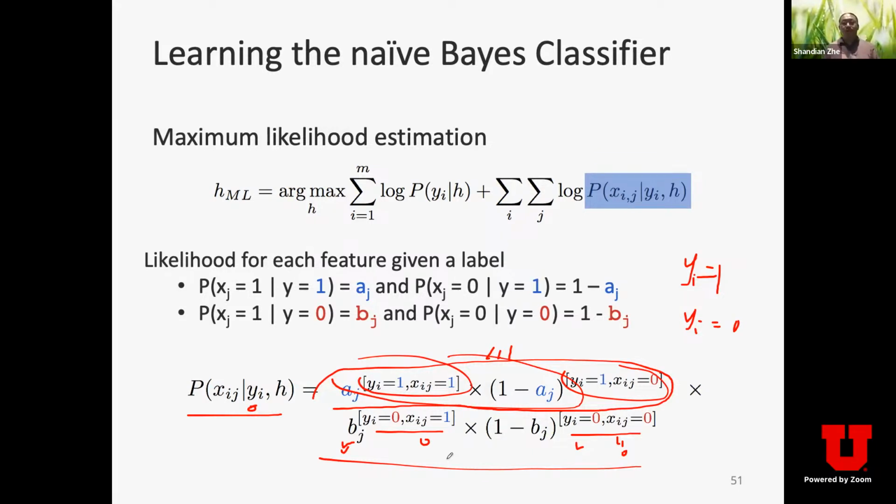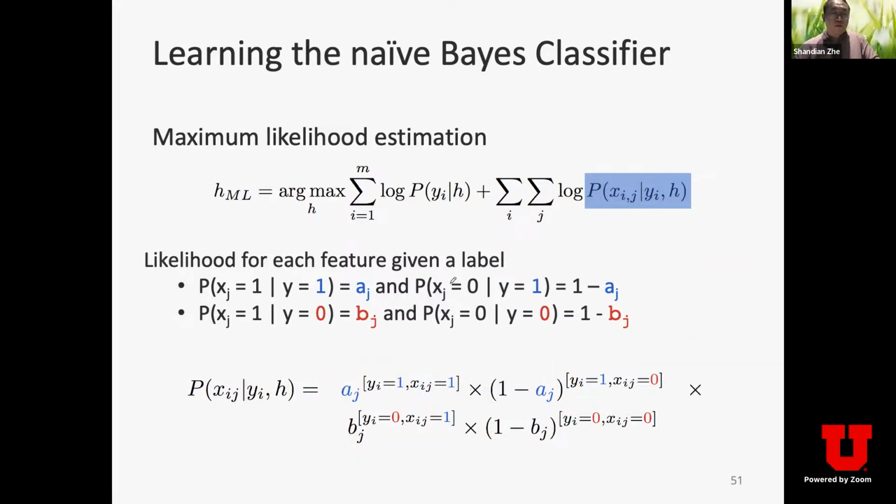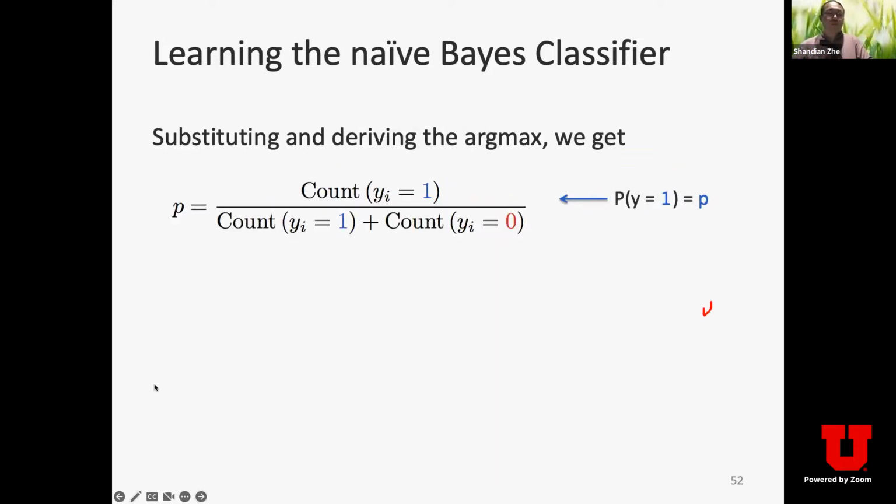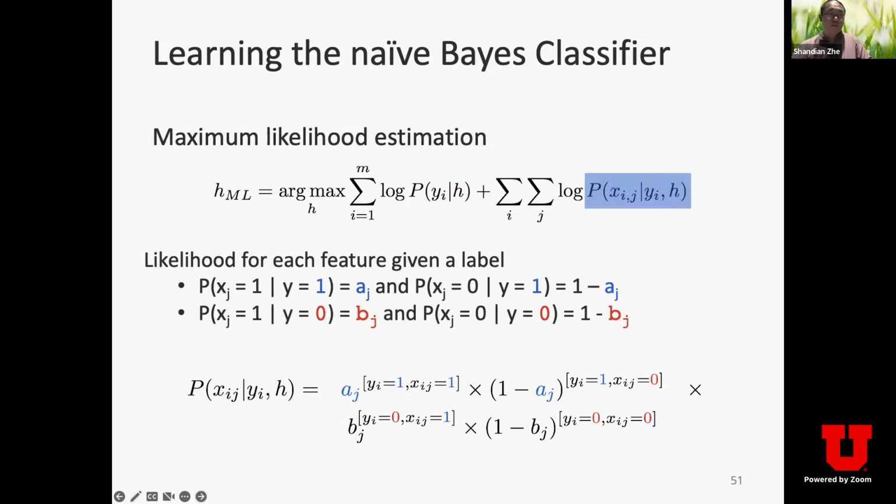And once you got this form, you can see that it's just a product, a product to the power of something. And then you take the logarithm. It's really, really easy. You just move the power to the front of the logarithm, and then you really have log aj, log 1 minus aj, log bj, log 1 minus bj. If you take a logarithm over this guy, it's very, very simple.